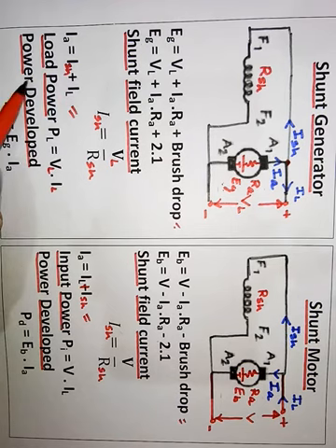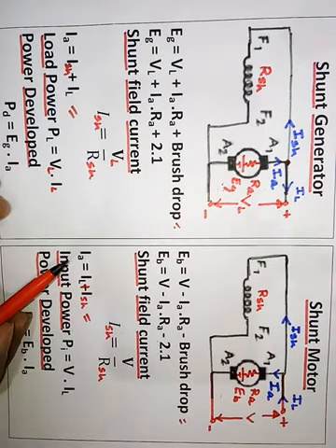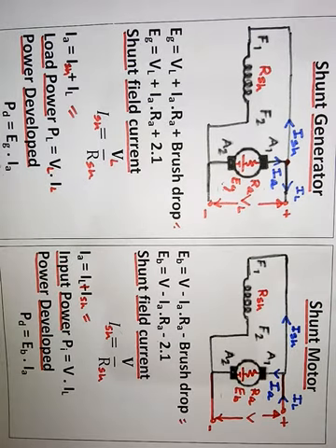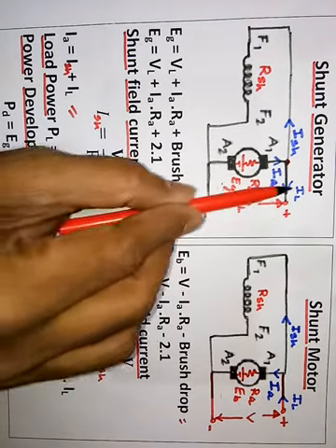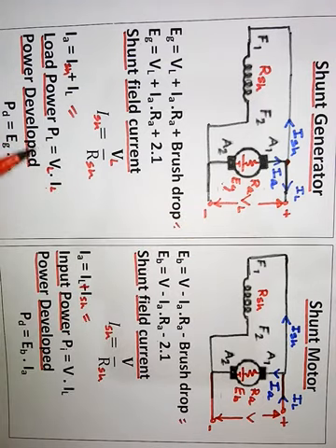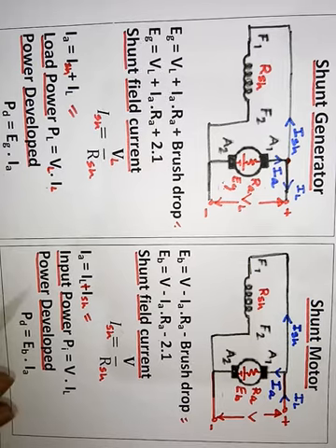Clear? Now the total power developed by the generator, PD, will be equal to EG into IA, because power is generally E into I or V into I. Clear? The load power delivered by the armature circuit is equal to VL into IL. This is the load voltage and this is the load current. The power delivered to the load element will be equal to VL into IL.